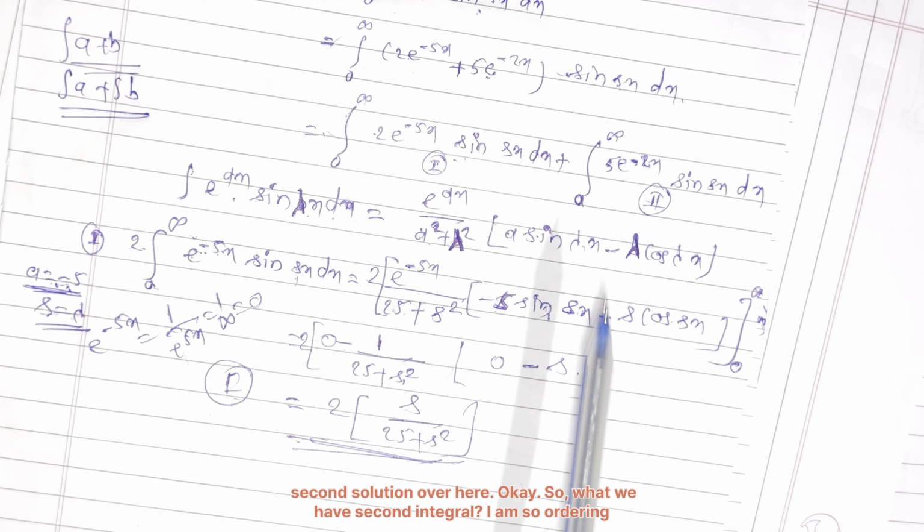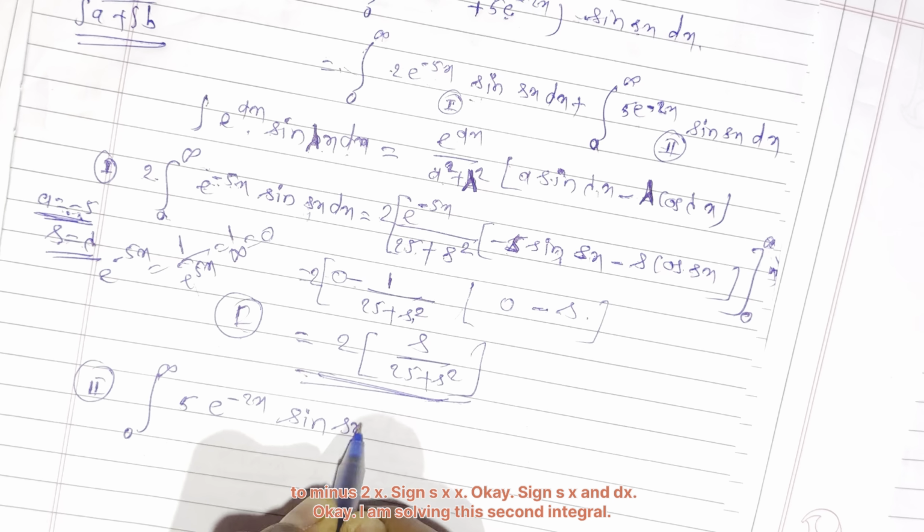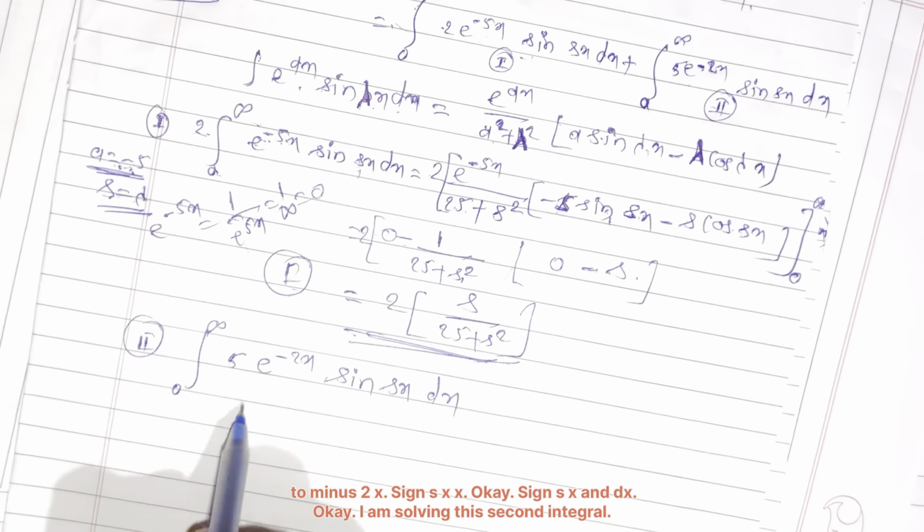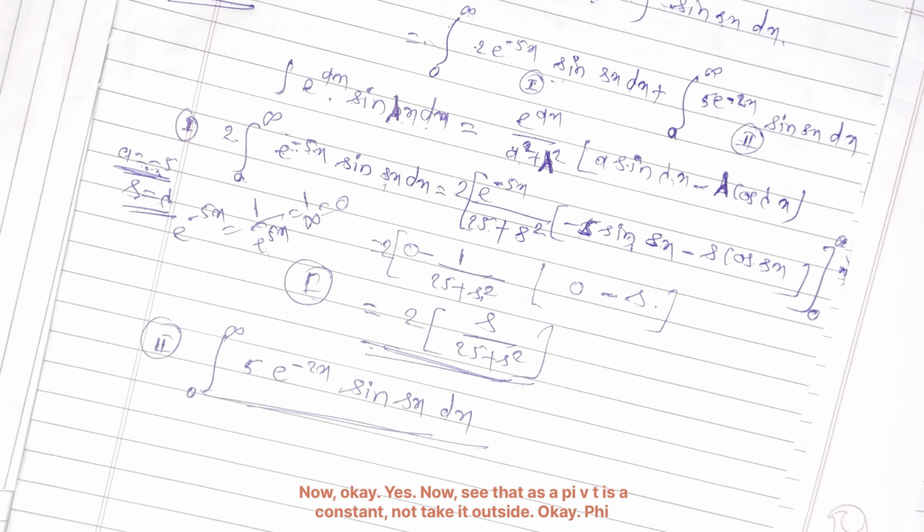The second integral is 0 to infinity 5 e raised to minus 2x sin sx dx. I am solving this second integral now. See that 5 is a constant, so take it outside. 5 is coming outside.